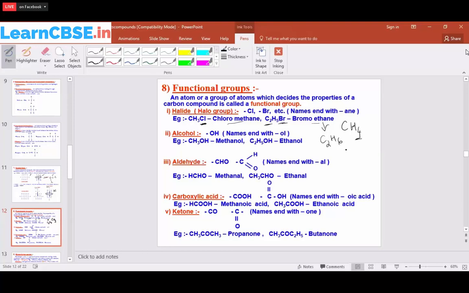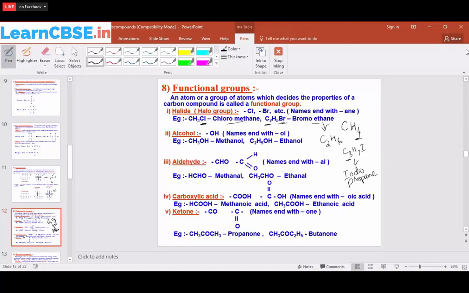Suppose in the case of C3H7I. This we call iodo. There are three carbon atoms present, so it is the propane family. So propane, iodopropane. Like this we have to name.